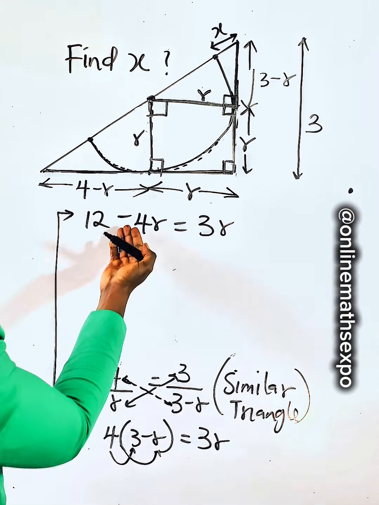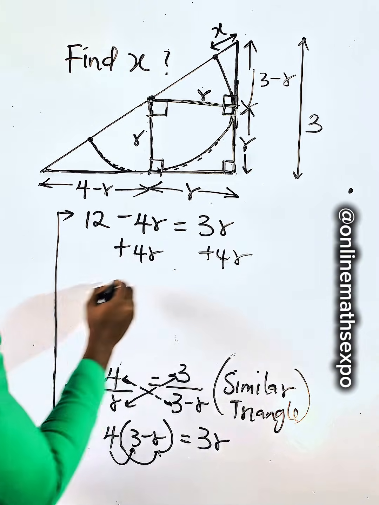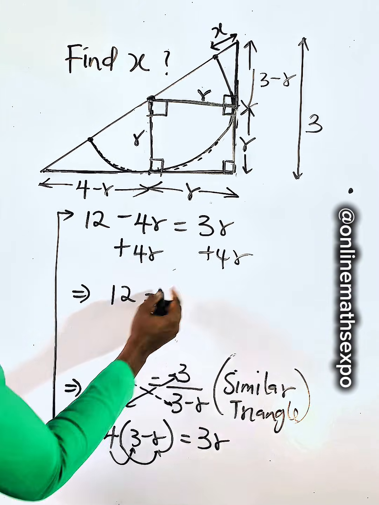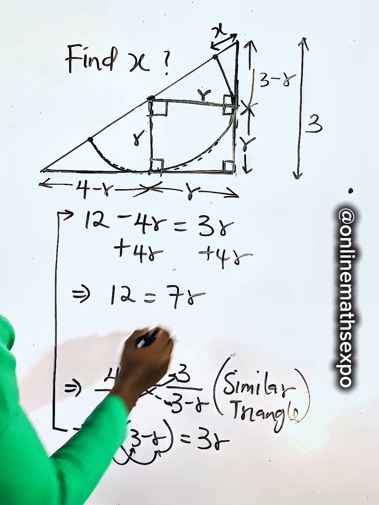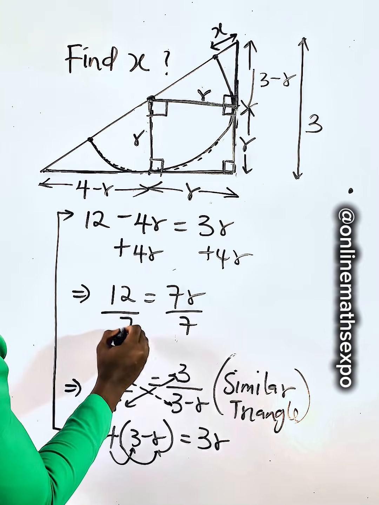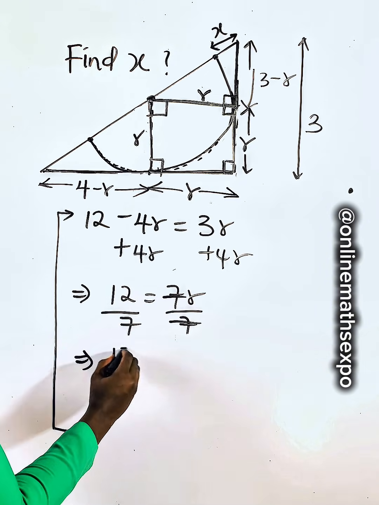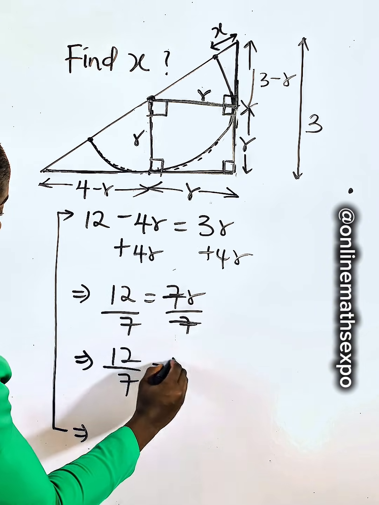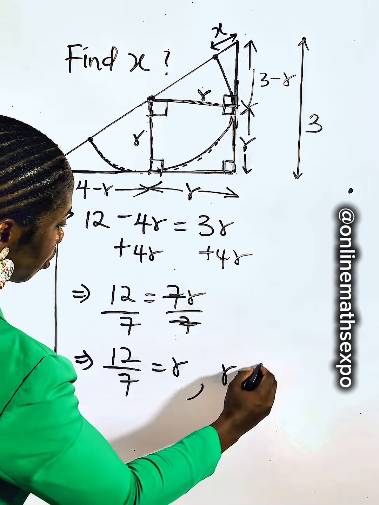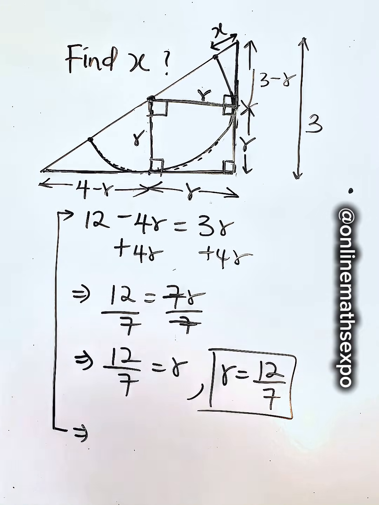And what do we do? To remove this, you add 4r to both sides. And when you do that, you have 12 is, add this, it gives you 7r. What do we do next? To get r, divide by the coefficient. And when you do that, this takes off this. So we have 12 divided by 7 is r. So we have r is 12 divided by 7. And this gives us the value of r.